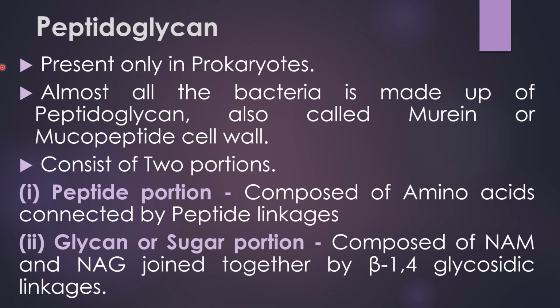Regarding the peptidoglycan, it is present only in the prokaryotes, and almost all the bacteria are made up of peptidoglycan. It is also called murein or mucopeptide cell wall. Two portions are present in the peptidoglycan. One is the peptide portion, and the second one is the glycan or carbohydrate sugar portion. The peptide portion is composed of amino acids connected by peptide linkages, and the glycan portion is composed of two important components, the NAM and the NAG, which are joined together by beta 1,4-glycosidic linkages.